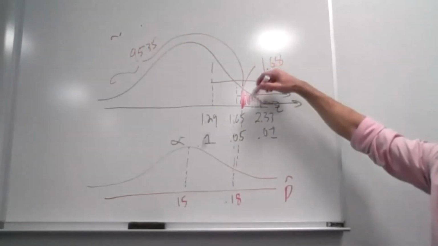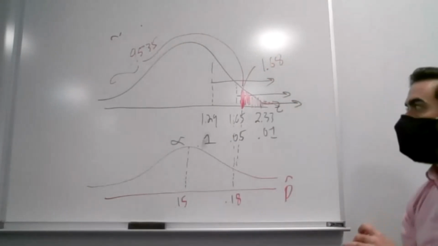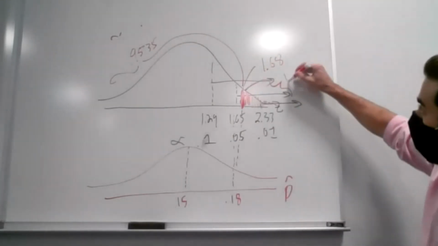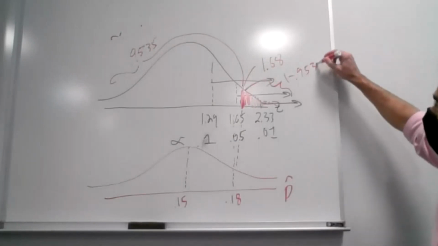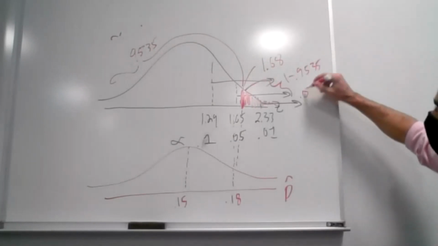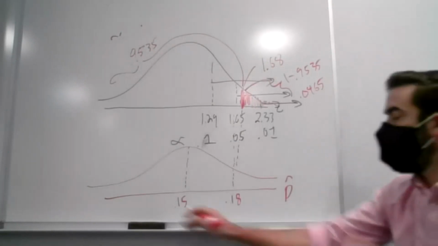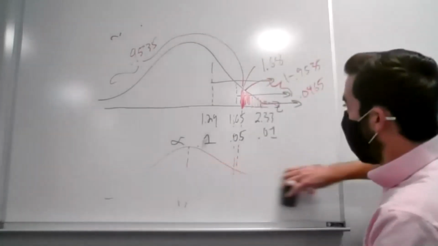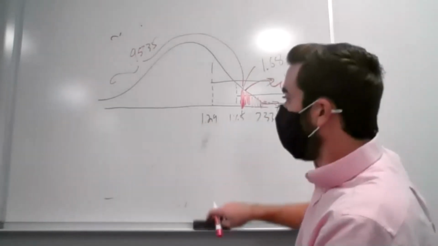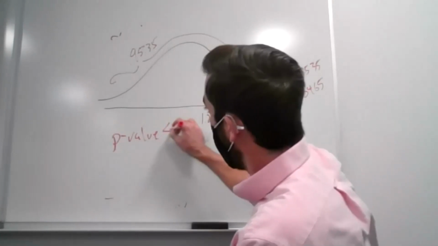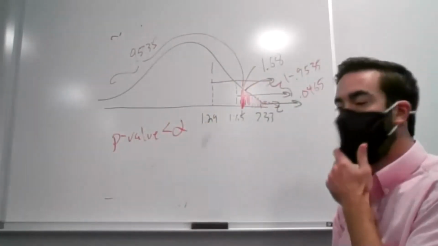I wanted the area to the right, so I subtract it from 1, right? So I wanted the area to the right here, 1 minus 0.9535, or 0.0465, is my p-value. Let me get rid of this so I can write something out for you here. So we only reject if the p-value is less than alpha.